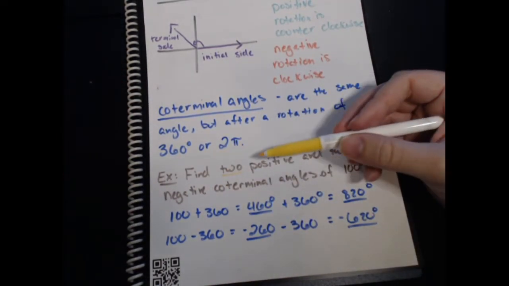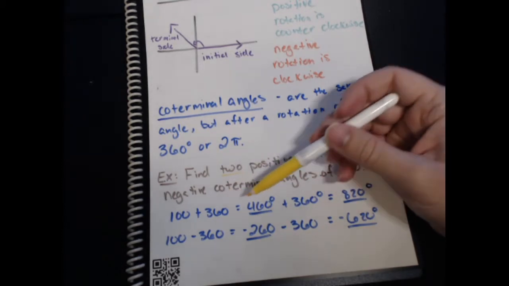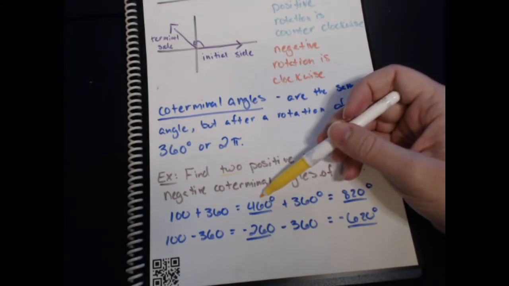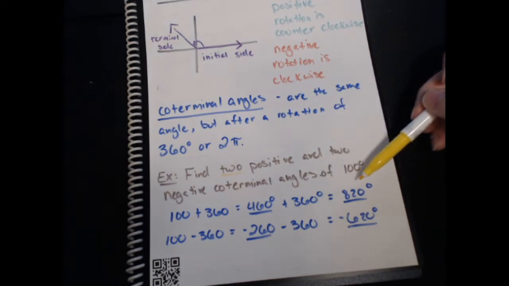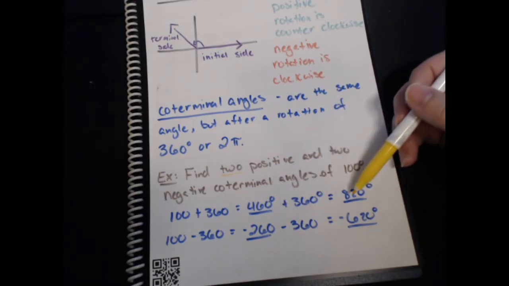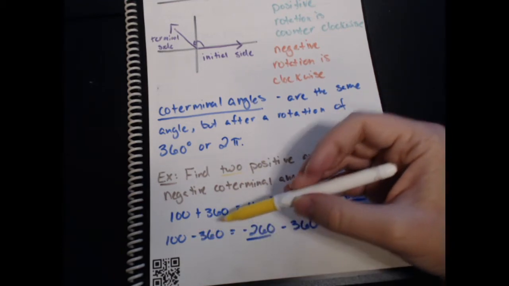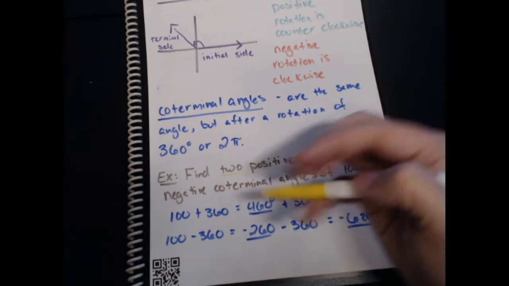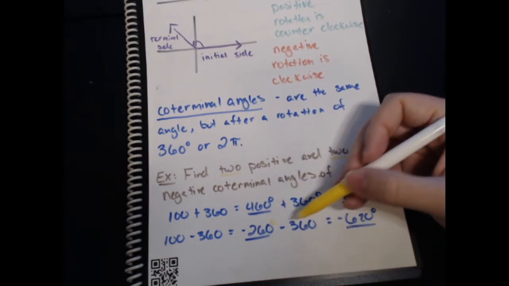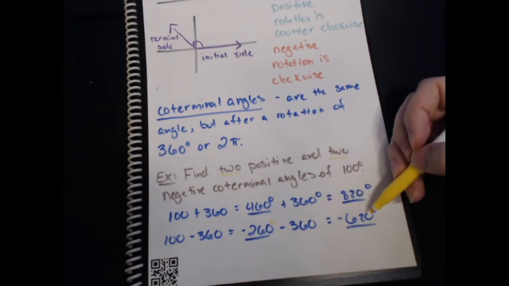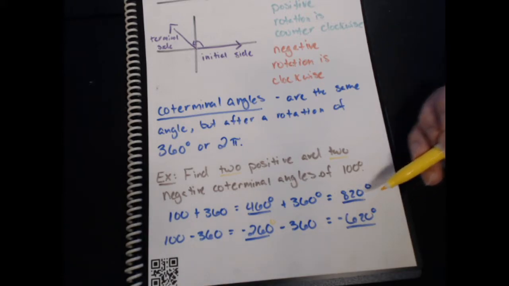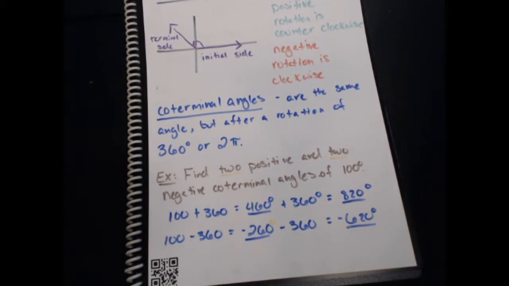So you add 360 once, you get 460. You add 360 again, you get 820. That is two positive. And then you find two negative. So 100 minus 360 gives you negative 260. I forgot my degree symbol. And then minus 360 gives you negative 620. So you want to make sure you have two of each.